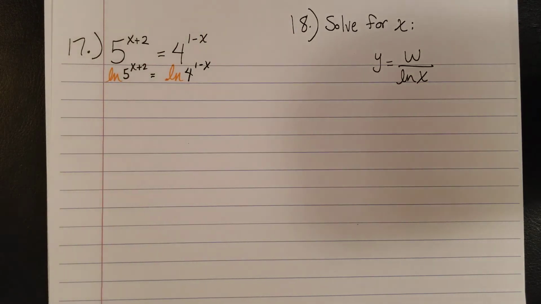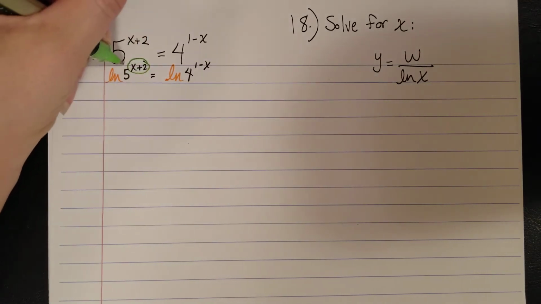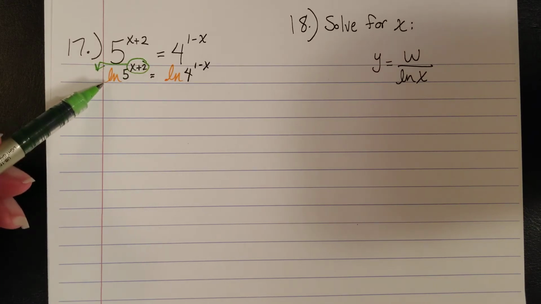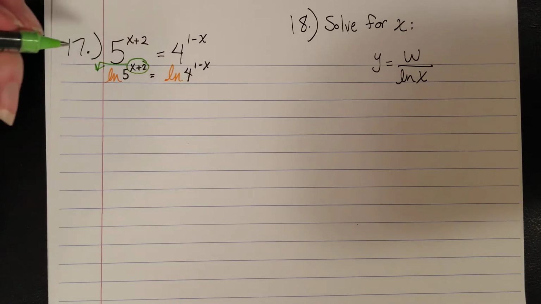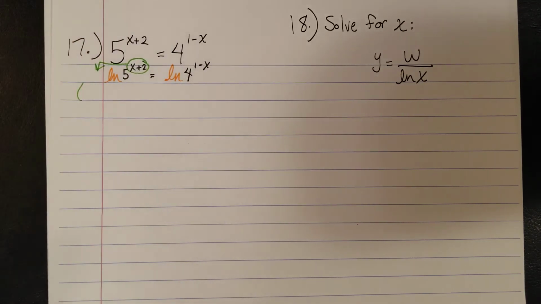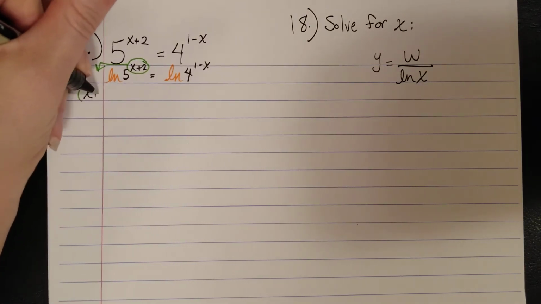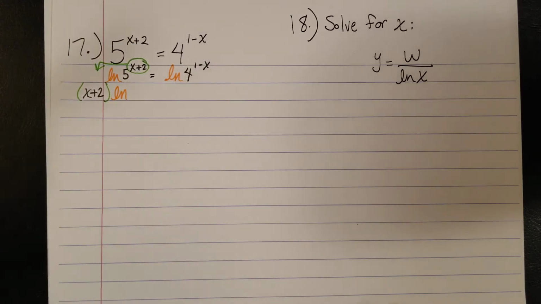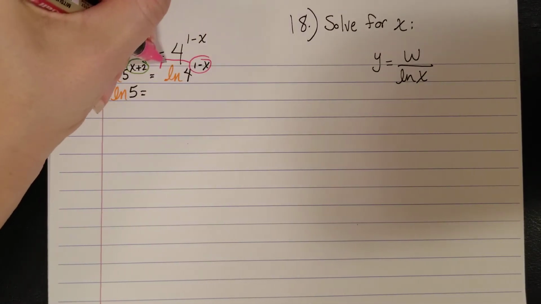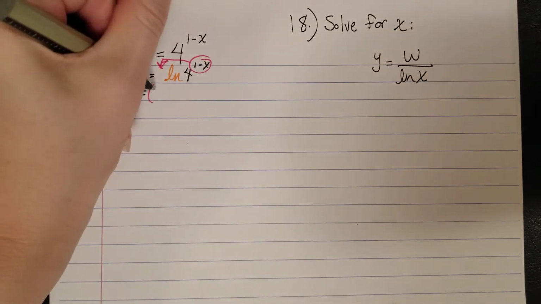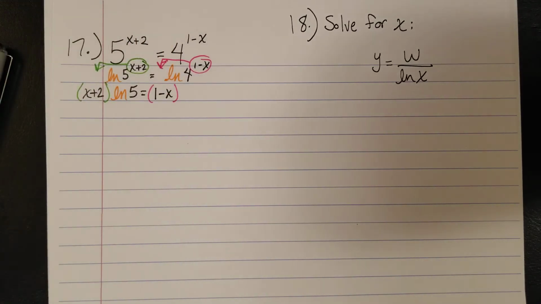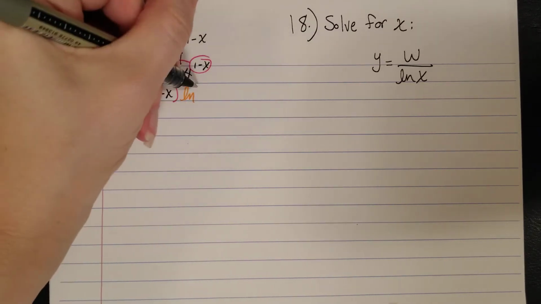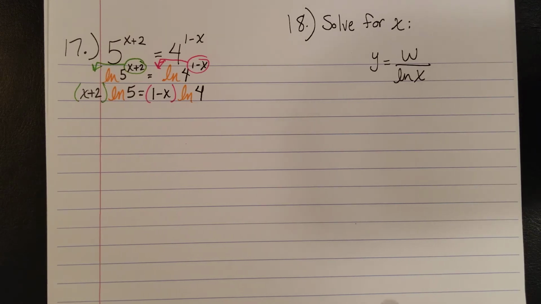All right, and then I'm going to go ahead and move the exponents. So that x plus 2 is going to be multiplied by the ln of 5. I'm going to keep it in parentheses, because the whole thing has to be multiplied by ln of 5. And we're going to move this exponent, so also it's going to be in parentheses, 1 minus x times ln of 4. Now ln of 5 is really just a number. Same thing with ln of 4.